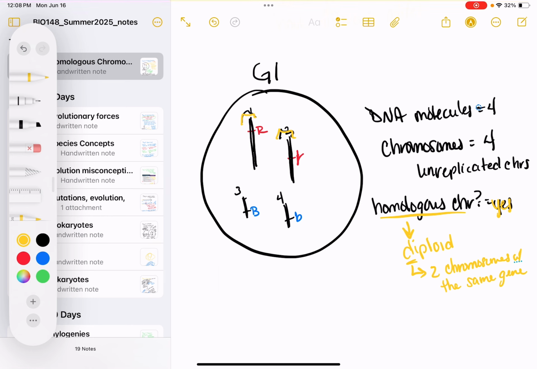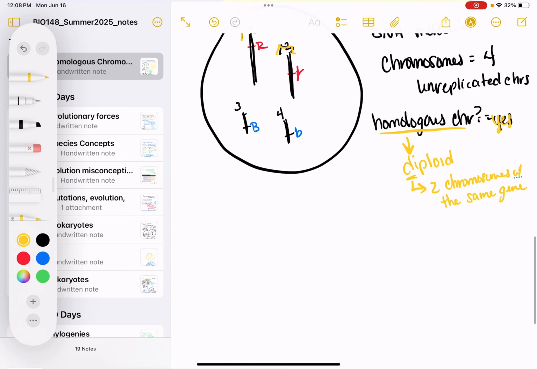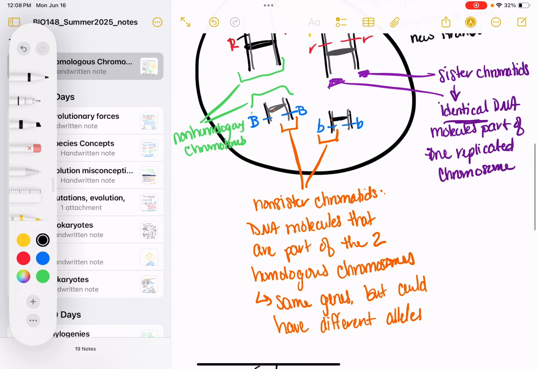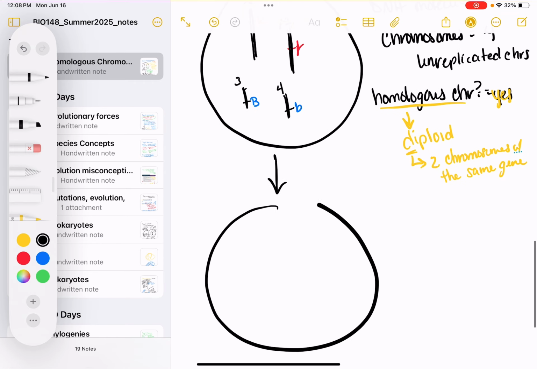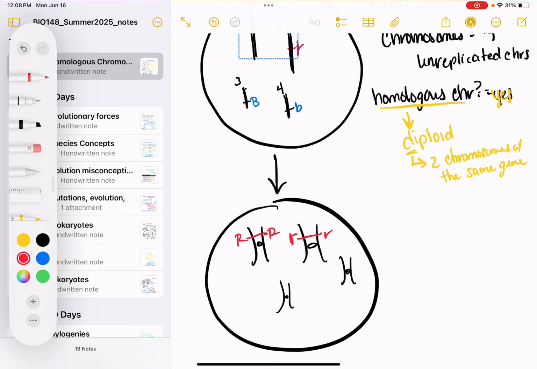Okay, so now let's go through S phase, right? So S phase is what we drew up here, right? I could draw it again here. So in S phase, right, I've got, after S phase, I should say, okay, I have my R, my little r, that's a little r, my big B, and my little b. Actually, let's go back. I don't really like how I did that.